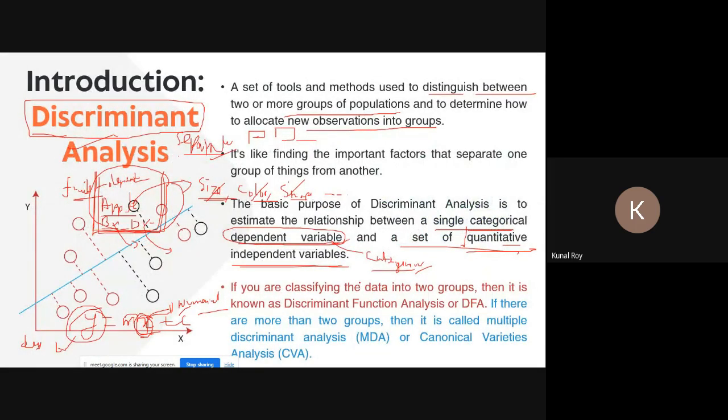Basically, if we have more than two groups, or we can say more than two independent variables, then it comes under the category of multiple discriminant analysis, or canonical varieties analysis. These two are the same thing, but we have to consider that if we have a set of more than two independent variables, then we can take the approach of multiple discriminant analysis. But the key point behind the analysis is that we have to estimate the relationship between the categorical dependent variable and the quantitative independent variable.